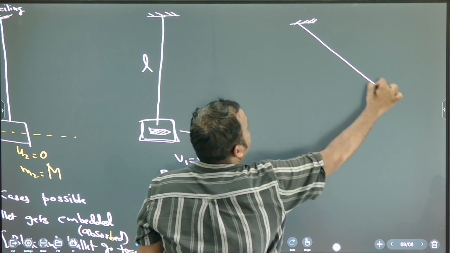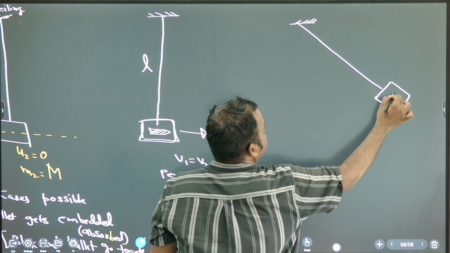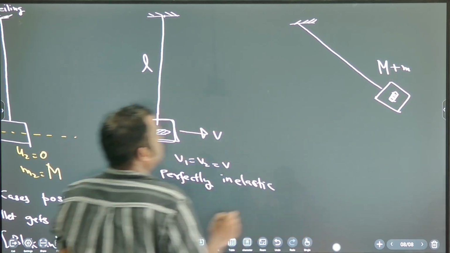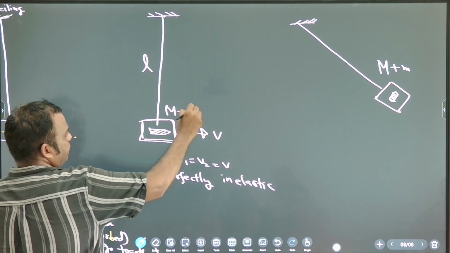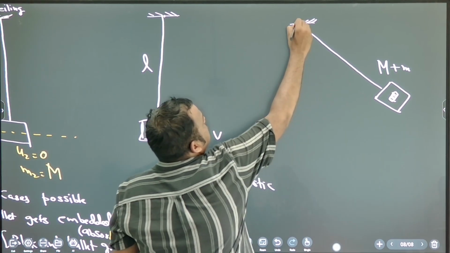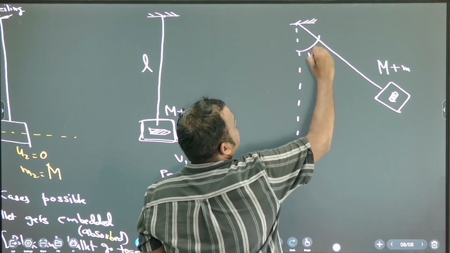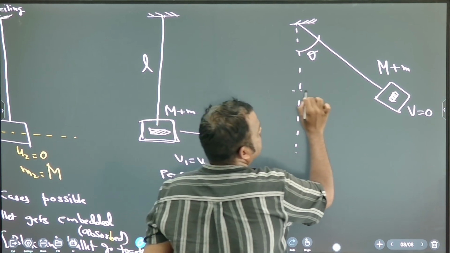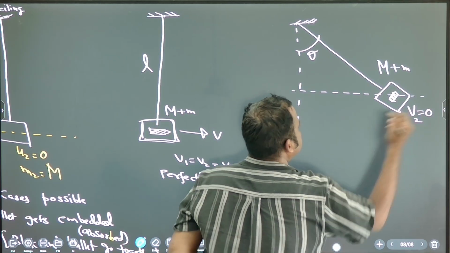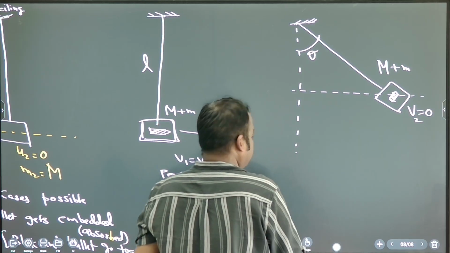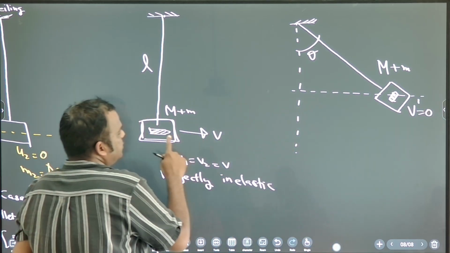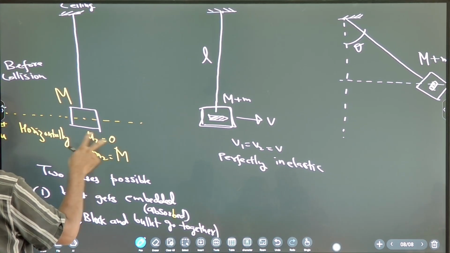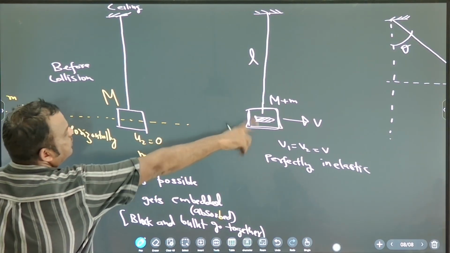So suppose they will come up to here. So what is the total mass? M plus m. How much angle is it making? Maximum angle making theta. So V2 is 0, or you can say V dash. Let's take V dash. This is V dash. Okay. So what is velocity after collision? Do momentum conservation. First you calculate V.